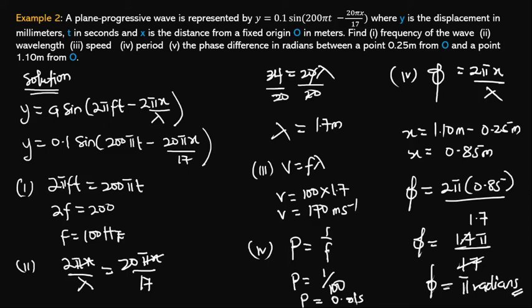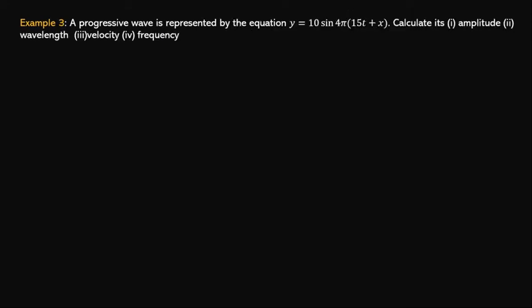So our frequency is 100 hertz, our wavelength is 1.7 meters, our velocity is 170 meters per second, our period is 0.01 second, and our phase angle between these two points, that's 0.25 meters from the origin and 1.10 from the origin, is pi radians. Now let's have a look at one final example.